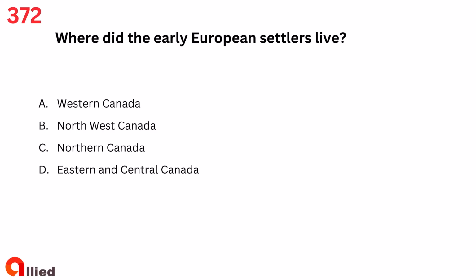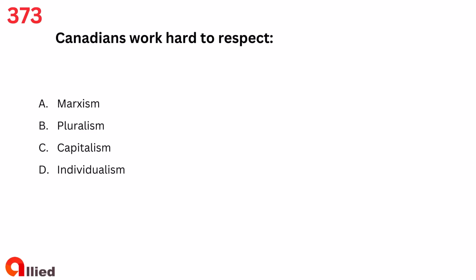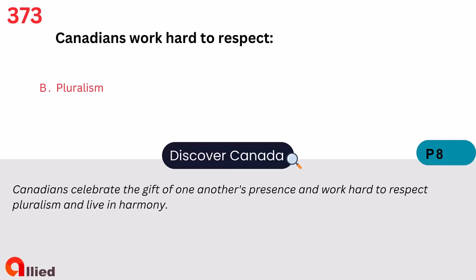Question 372. Where did the early European settlers live? A. Western Canada. B. Northwest Canada. C. Northern Canada. D. Eastern and Central Canada. The answer is D. Eastern and Central Canada. Question 373. Canadians work hard to respect? A. Marxism. B. Pluralism. C. Capitalism. D. Individualism. The answer is B.